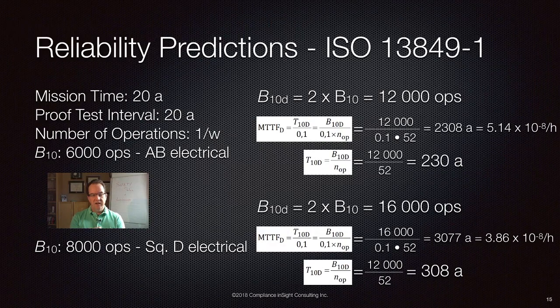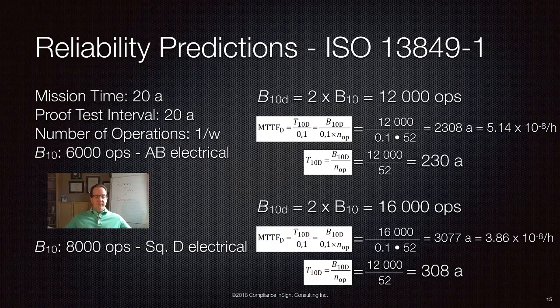And for the Square D, 16,000 operations for B10, we do the same calculations, and we end up with 3,077 years for the MTTFD. And I notice on the slide I've actually forgotten the decimal in the calculations, I think. No, that's right, 0.1 times 52. So we take 10% of the operations. So when we calculate the MTTFD, then we calculate 3.86 times 10 to the minus 8th failures per hour for the PFHD. And our T10D for the switch is 308 years.